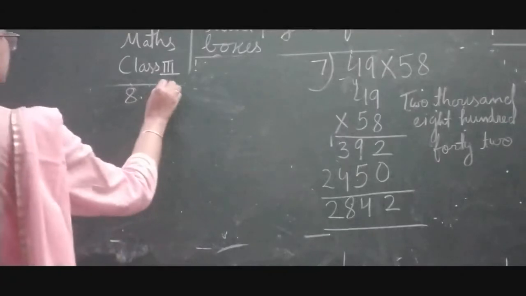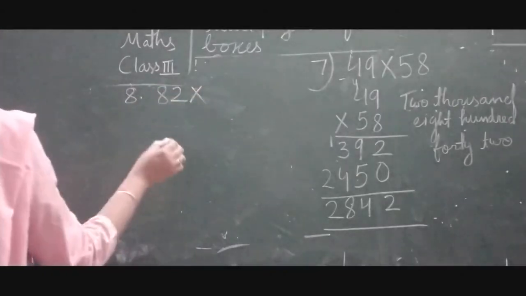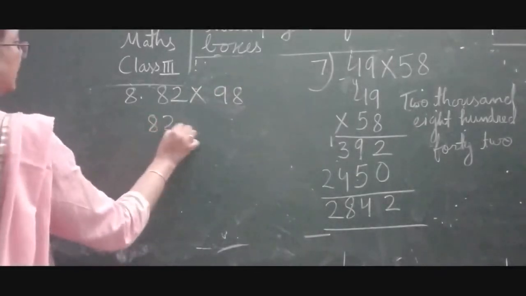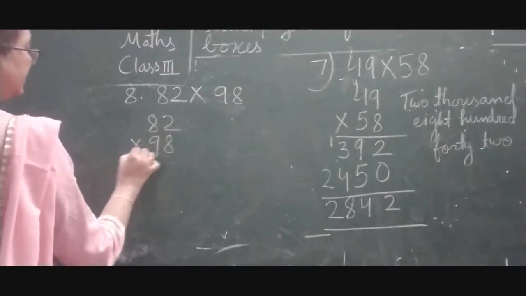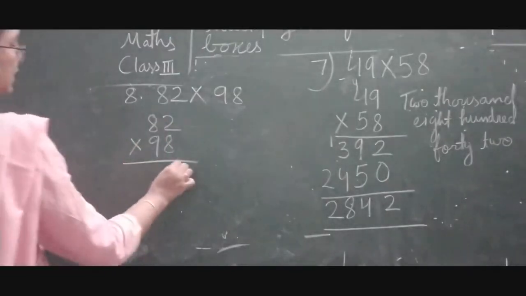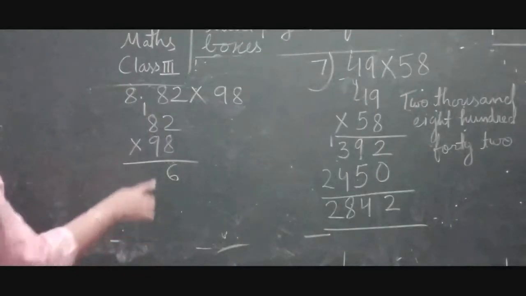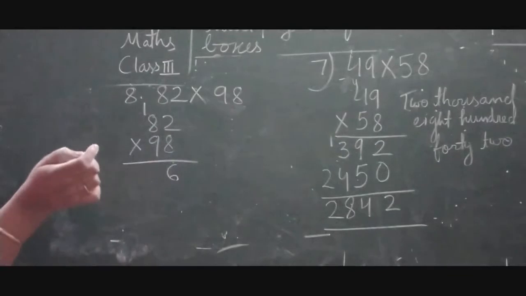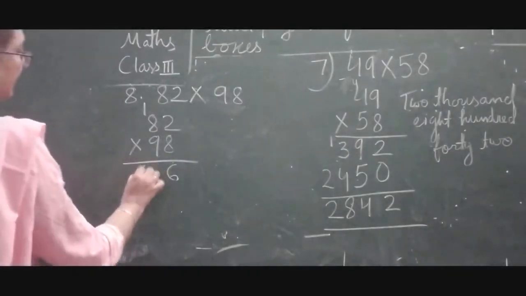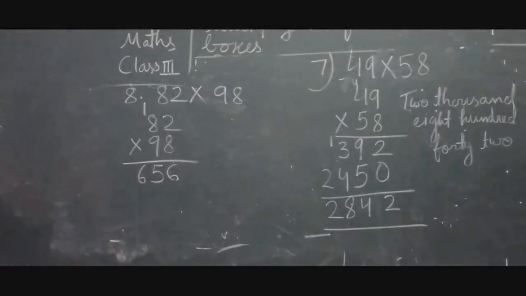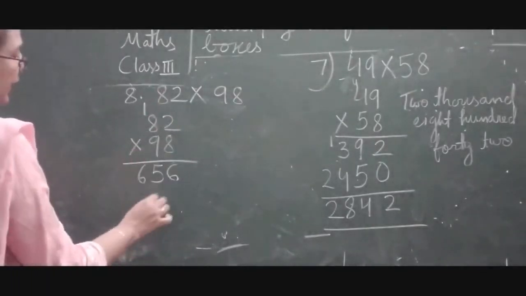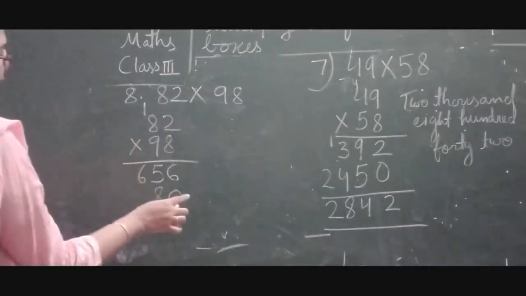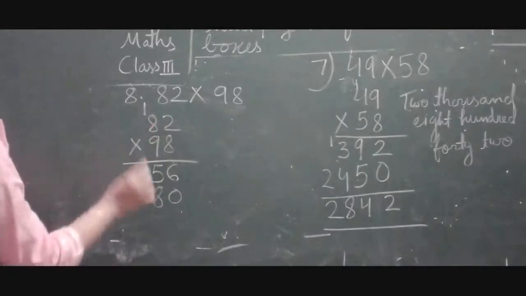At number 8 you can see 82 multiplied by 98. Okay, so 82 multiplied by 98. Here we can see 8 2s are 16. 1 will be carry over. 8 8s are 64. 64 and 1 is 65, children. Okay, and 9 2s are 18. Will be carry over 1. 9 8s are 72. 72 and 1 is 73.